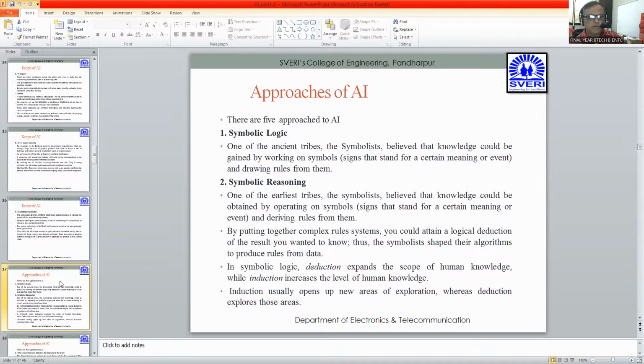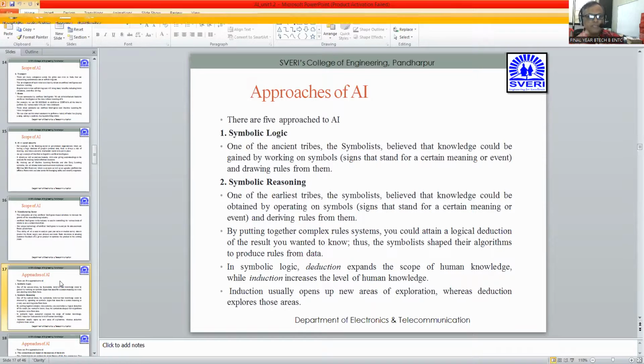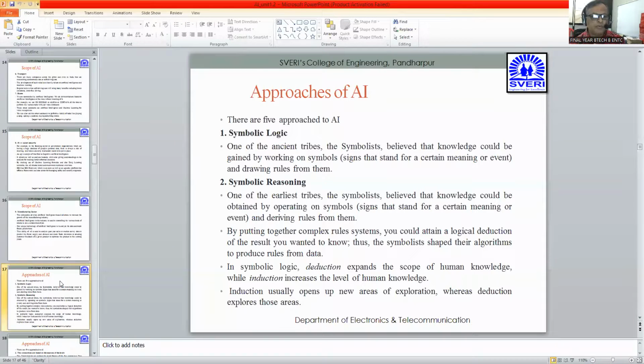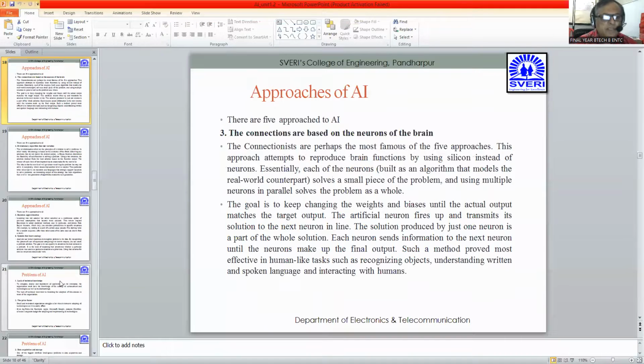This is also very important. So when we apply logic, you have these kinds of symbols that can be useful to draw rules from them. And as far as symbolic reasoning is concerned, you have deduction and induction. Deduction is the scope of human knowledge, whereas induction is increasing the level of human knowledge. Once you have induction, you can use deduction to explore those areas. This is what it means. It is written as two approaches, but they are basically only one approach. Then the second approach is the connections that are based on the neurons of the brain.